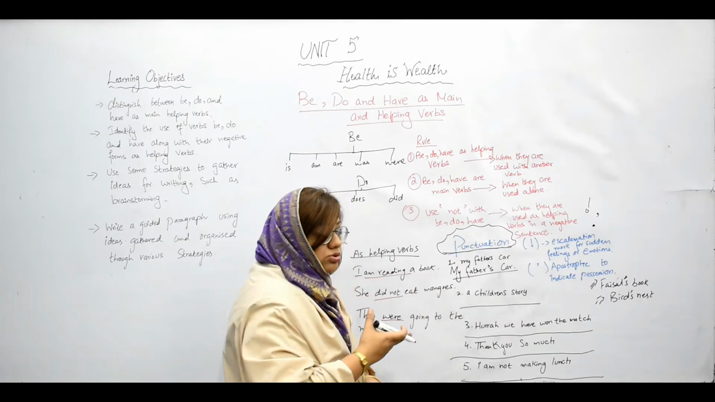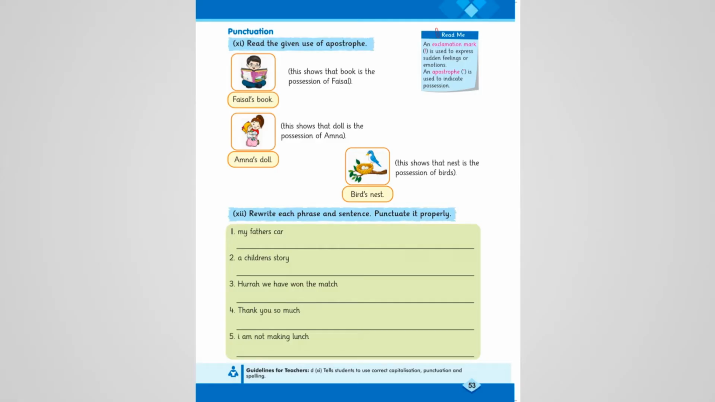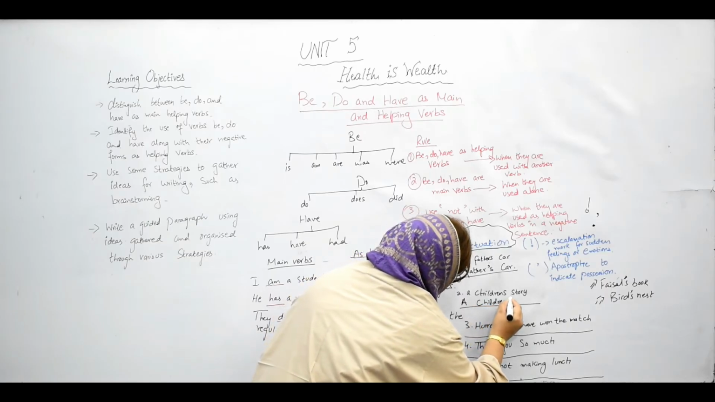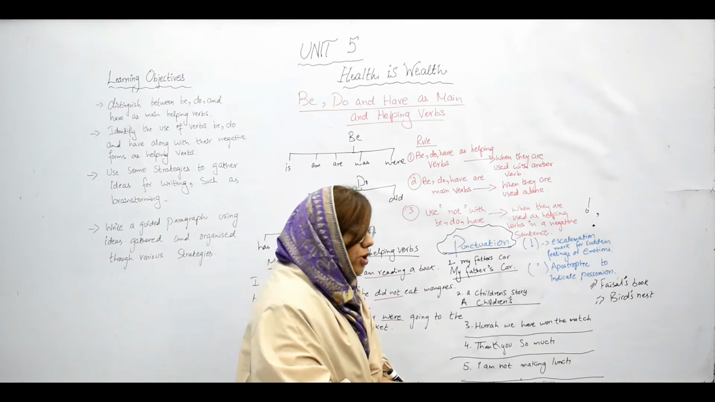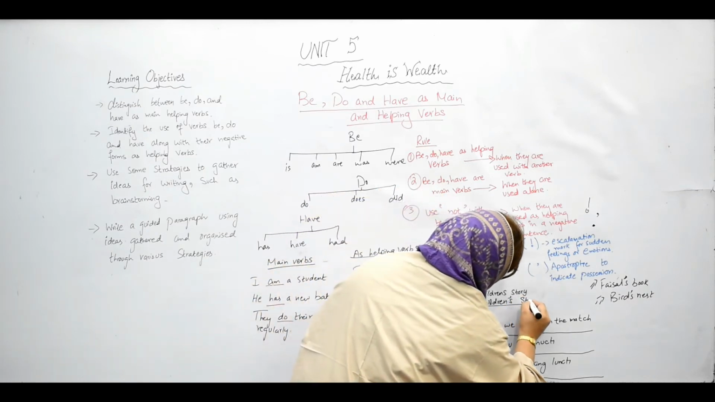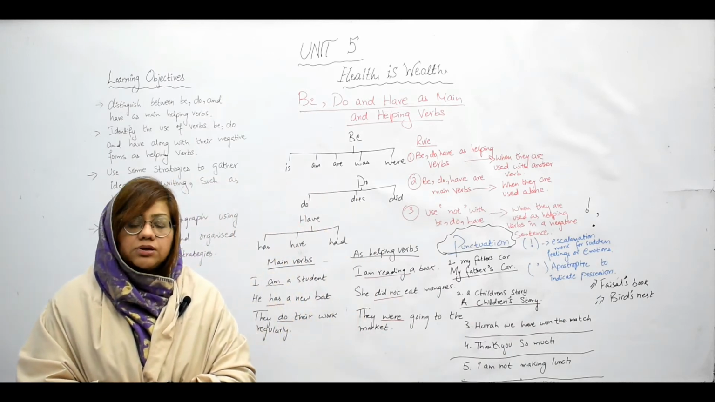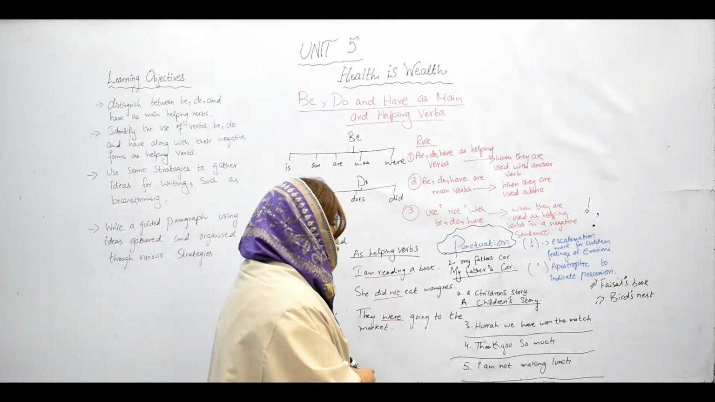Now move to the next one, a children's story. First, we know that the first letter is always a capital one. Children's is a possession form, so we need to put an apostrophe: a children's story and a full stop. Now move to the third one.